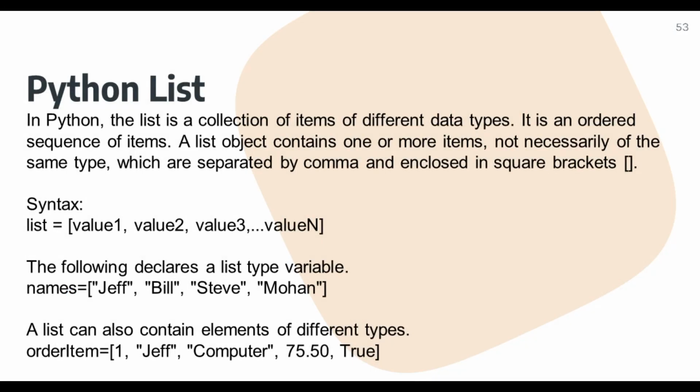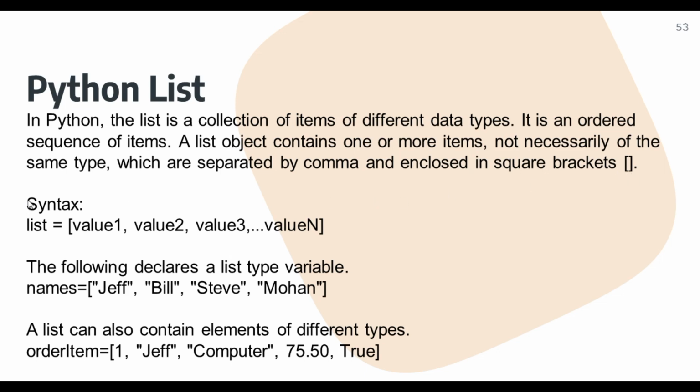Next one thing, Python list. Student, so Python list is actually a collection of items. Item means values, literals of different data type. We have learned different data types like integer, string, complex, float, long. So these can be in the form of a collection in a Python list. It is an ordered sequence of items. A list object contains one or more items, and not necessarily of the same type. It can be of different types also, which are separated by comma and enclosed in a square bracket.